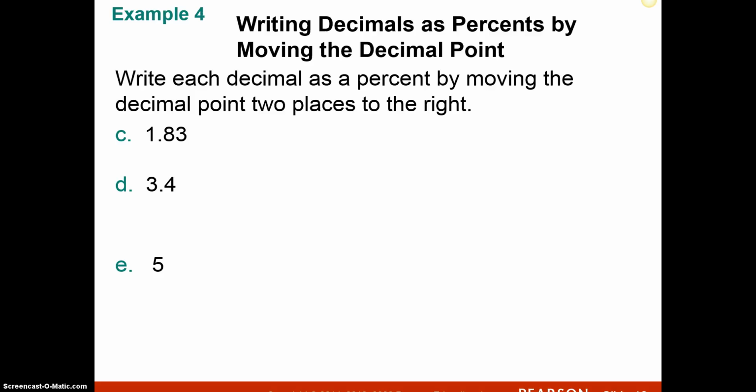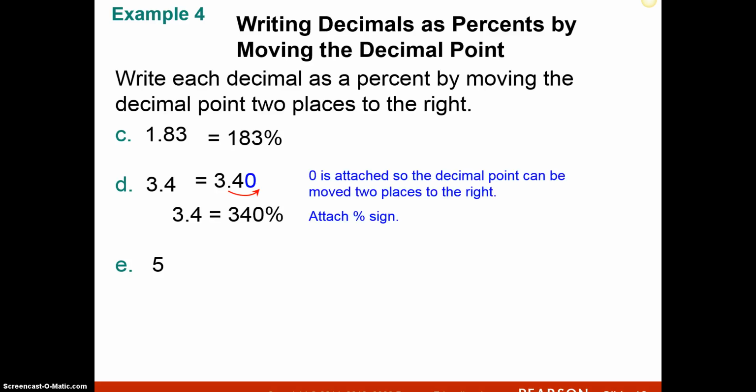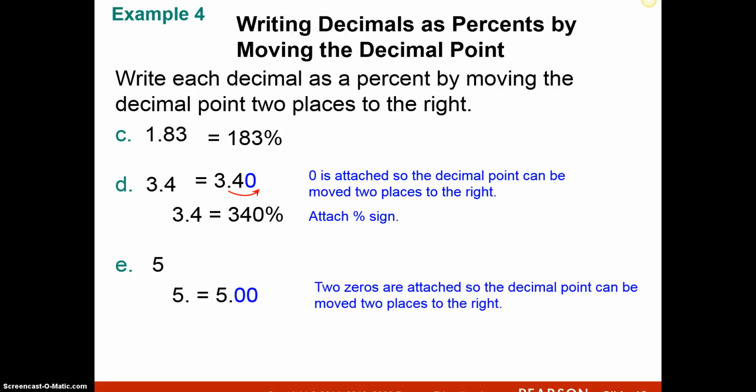All right, so hopefully you gave yourself some time to try C, D, and E and see if you get them right. So let's just go through the answers rather quickly now. So 1.83, well, that just becomes 183%. D, 3.4, well, that becomes 340%. Again, we have to add a 0 for a placeholder. And then E, we're going to have to add a couple of zeros here, and so we wind up getting 500%.